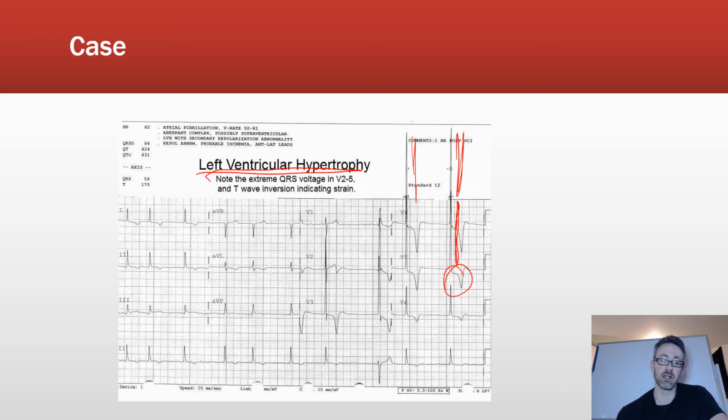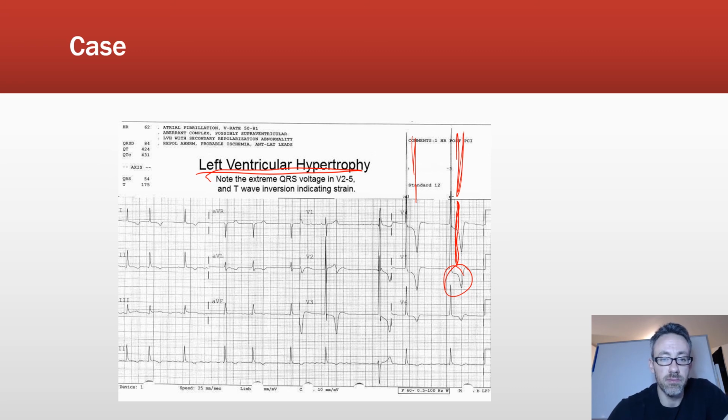You might see left axis deviation, so you could look over here. It's upright in 1 and 2, and it looks to be primarily upright in 1 and 2, actually. So this looks to be a normal axis.